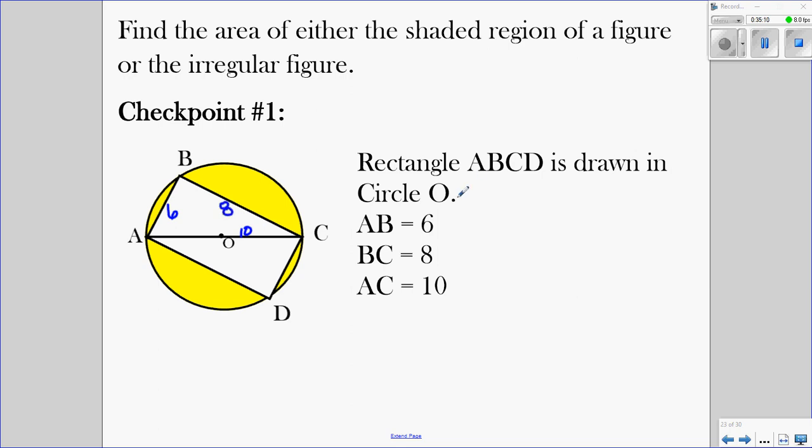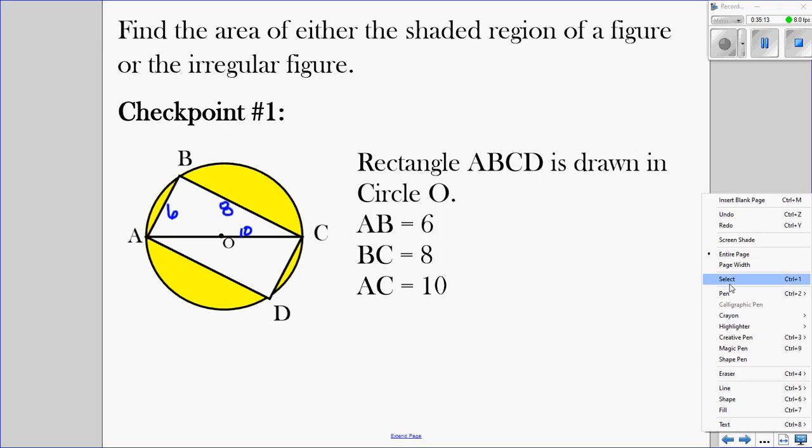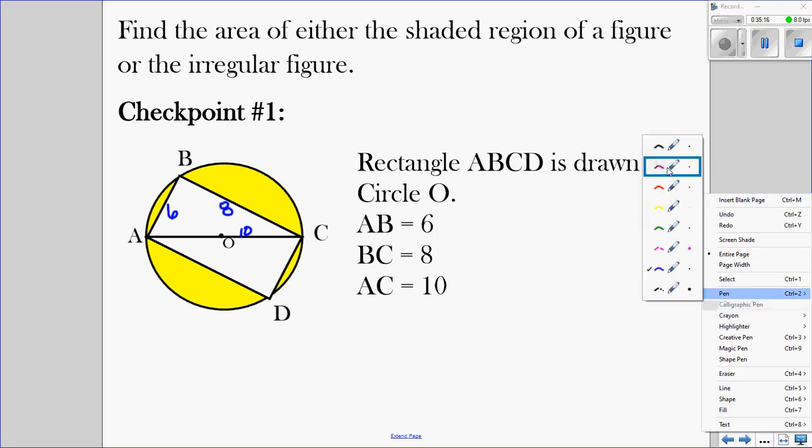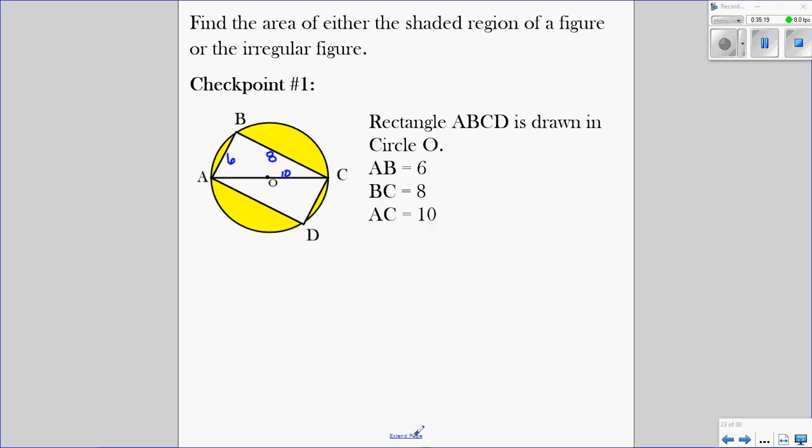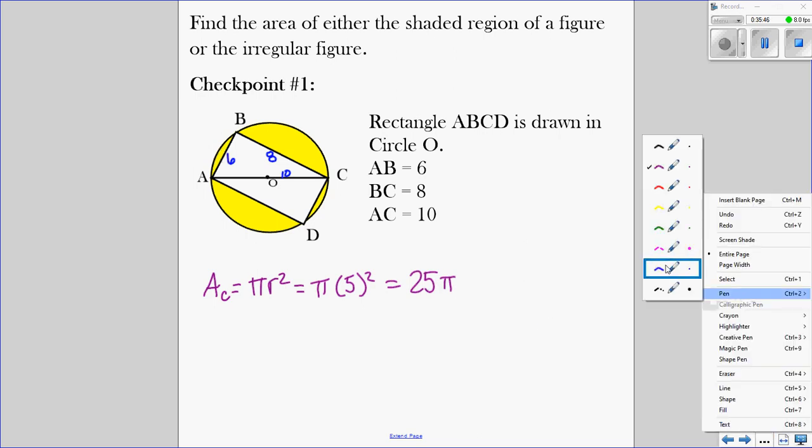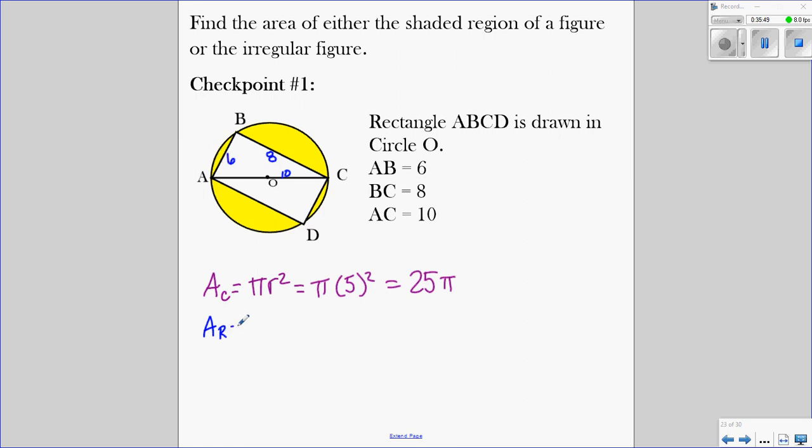All right, so now, since we have two shapes, I'm going to start off with purple. Let me extend this page. Purple one for the circle. So C for circle, I got pi r squared. Do we know the radius? Yes, we can find it. This is the diameter, 10. Half of that is 5. So it'll be 5 squared, 25 pi.